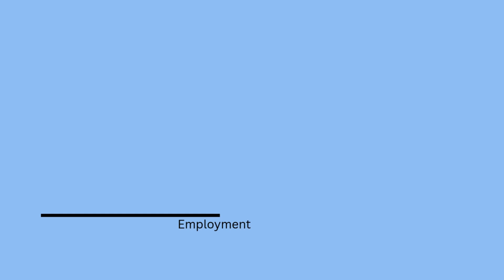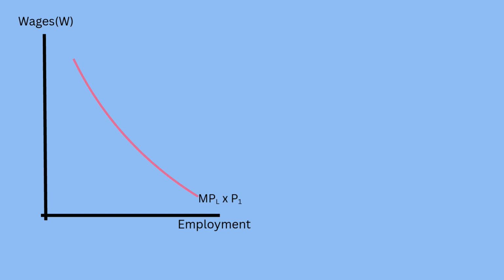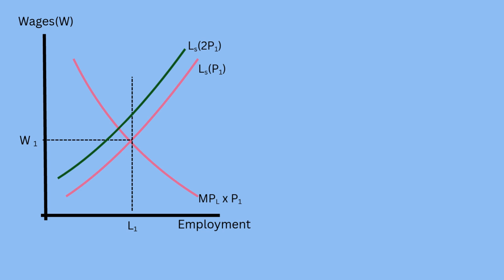In the first part, let the x-axis refer to employment or labor input. Let the y-axis refer to the nominal wages. MPL into P1 is the initial labor demand curve. The initial labor supply curve is LSP1. When price increases to 2P1, the labor supply curve shifts inwards to LS2P1. The labor demand curve shifts rightwards to MPL2P1. At the unchanged wage W1, there will be an excess of labor demand, and this excess will be equal to L2 minus L2 dash.